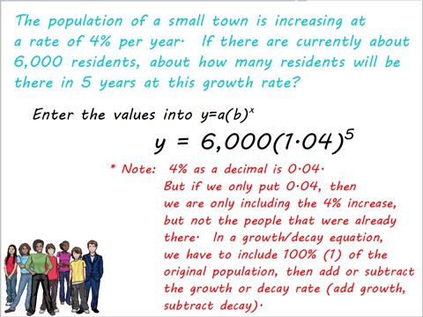So that's why I have 1.04 here. I had 100% of the people that were there, plus a 4% increase. That's why the next year I would have 1.04 of the population living in the town.